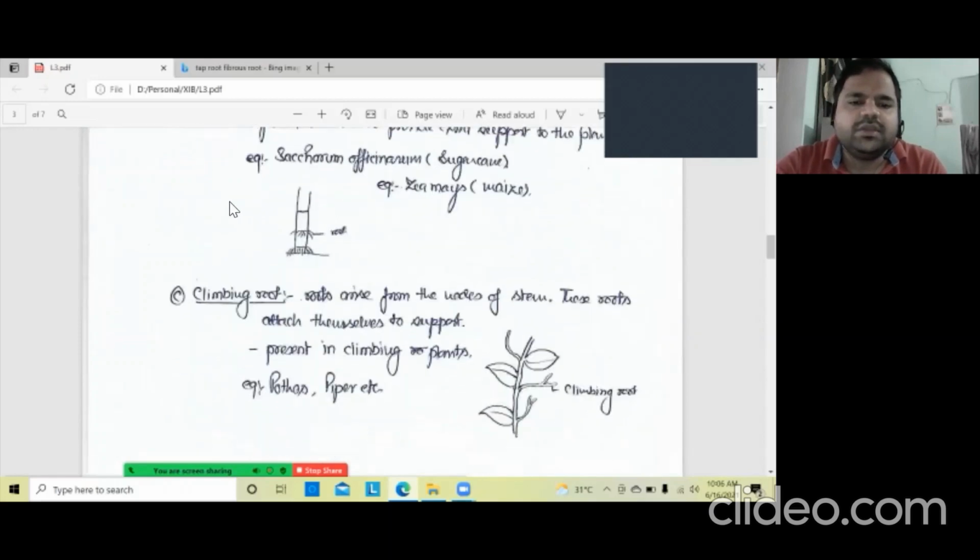Now we can see one more modification to support the plant: the climbing root. We have seen in case of Pothos and Piper, the roots arise from the nodes of the stem, and these roots attach themselves for support. These are delicate plants, and in these delicate plants, from the nodes, several climbing roots arise, and these roots attach to the surface and help the plant to climb.